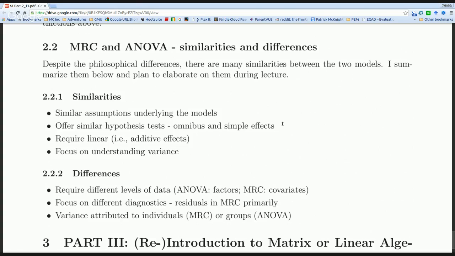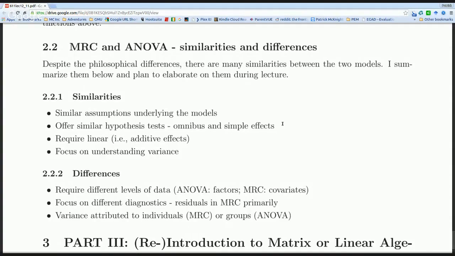So first, the similarities. As I mentioned before, there are similar assumptions that underlie these models, because the assumptions are part of the general linear model. And in the previous video, I talked about errors being IID. That's an easy way for you to think about what the assumptions are in the general linear model for both ANOVA and multiple regression.